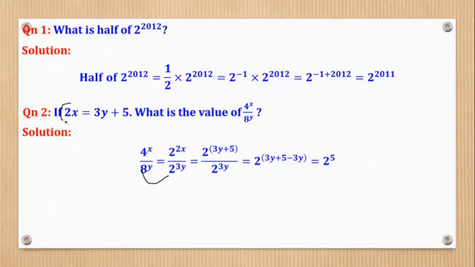But we are told that 2x is equal to 3y plus 5. So where there is 2x, I'll put 3y plus 5 there to come up with this. Then from there, I realize that this is the same base, so we are going to subtract the powers. Keep the base, subtract the powers. You realize that this and this will cancel and remain with only a power of 5. And that's what they wanted.